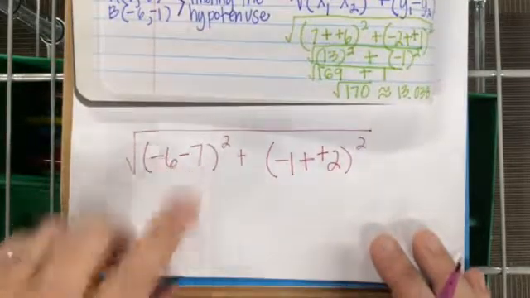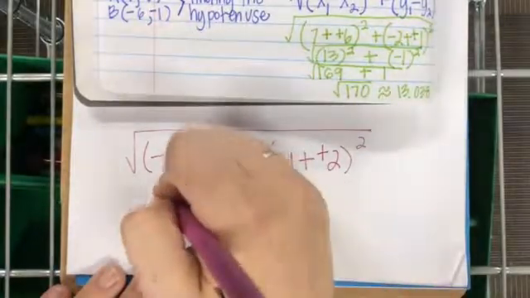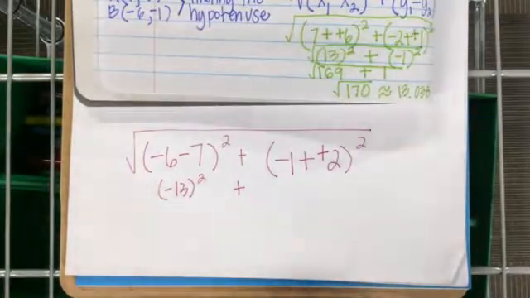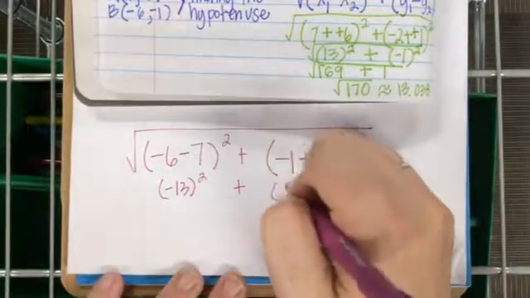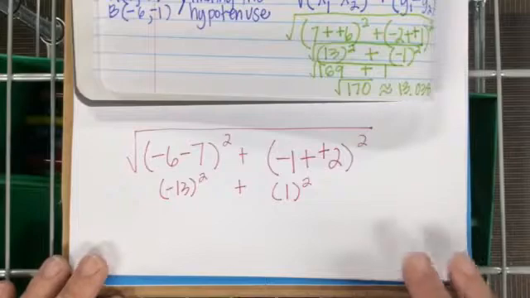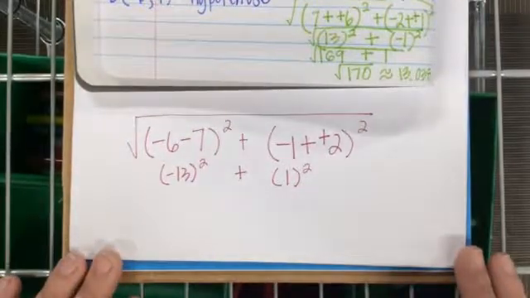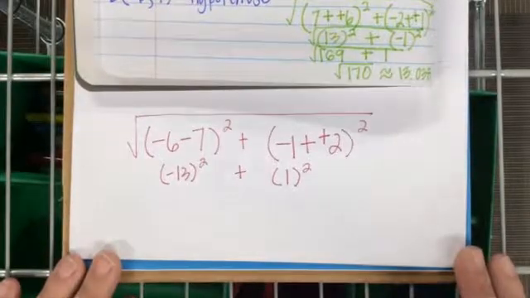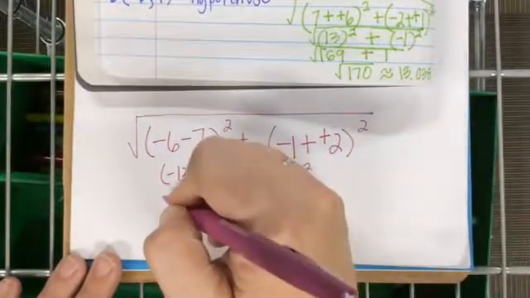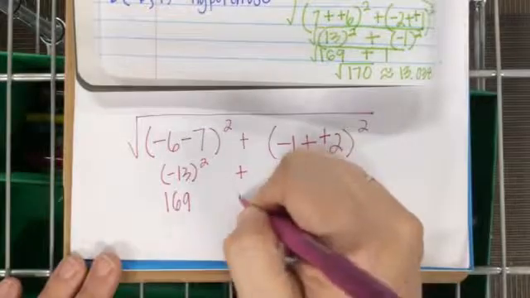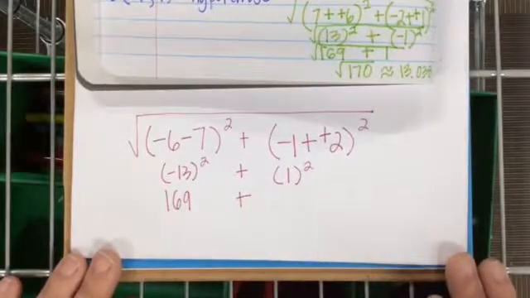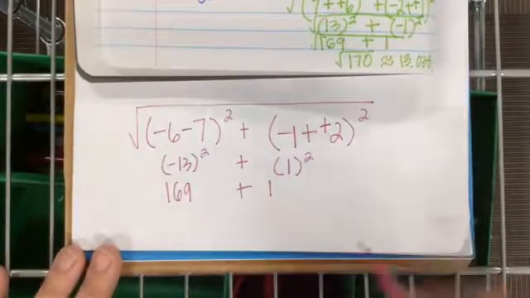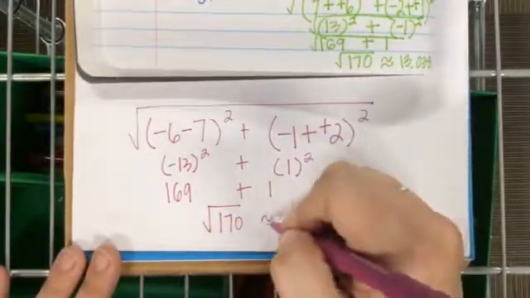What's -6 minus 7? -13, plus. What's -1 plus 2? 1. What's -13 squared? -13 times -13 is 169. Plus, what's 1 squared? 1. What's 169 plus 1? What's the square root of 170?